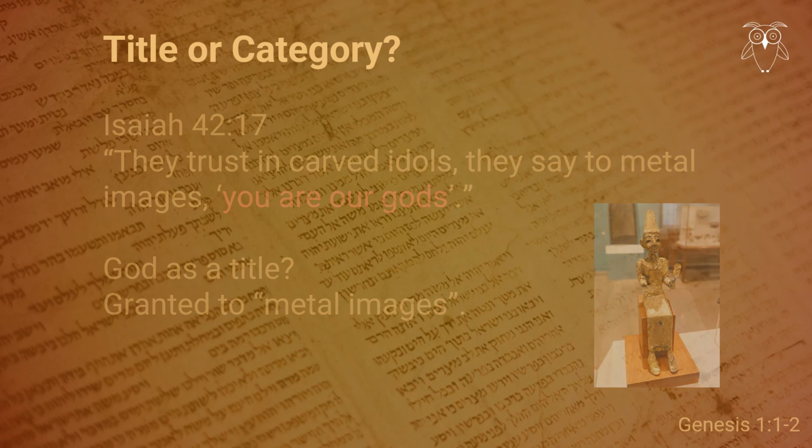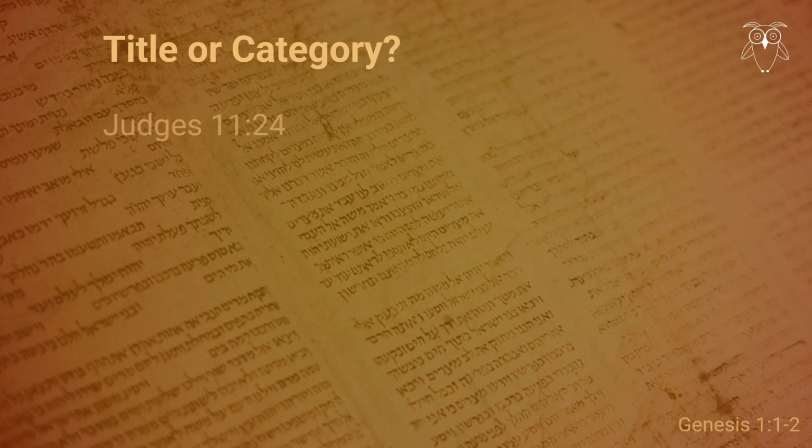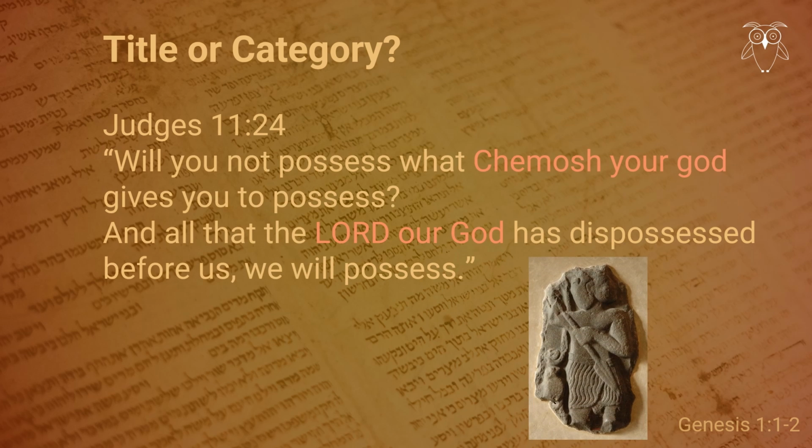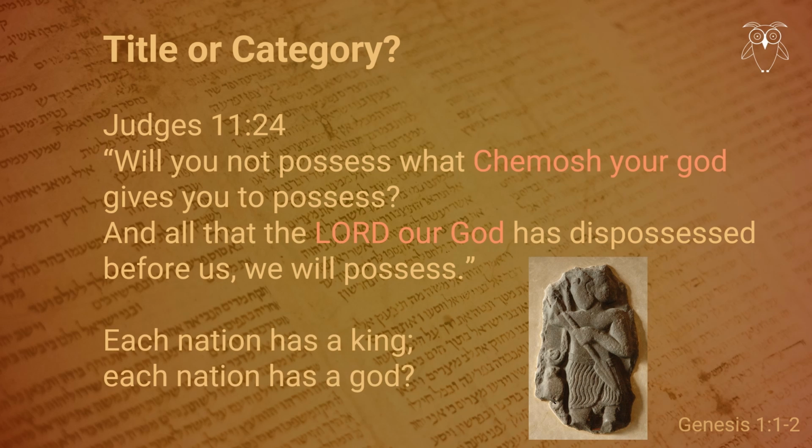Or what about this interesting comment in the book of Judges, chapter 11 verse 24? The judge Jephthah is speaking to some foreign negotiators. Will you not possess what Chemosh, your God, gives you to possess? And all that the Lord our God has dispossessed before us, we will possess. Here we also seem to have the use of the word God as a title, where having a God is like having a king. Every nation has one, or more than one.